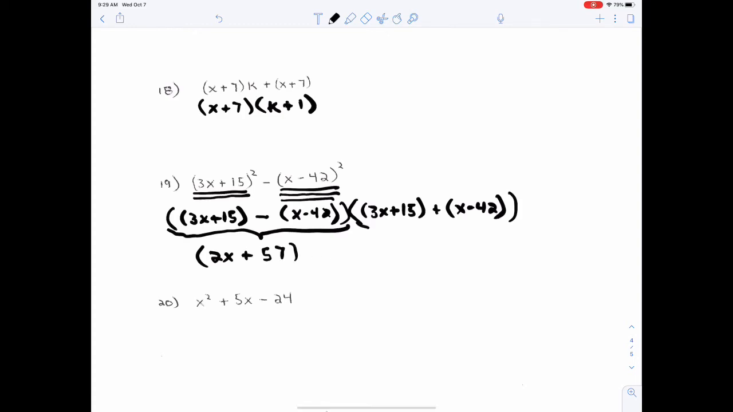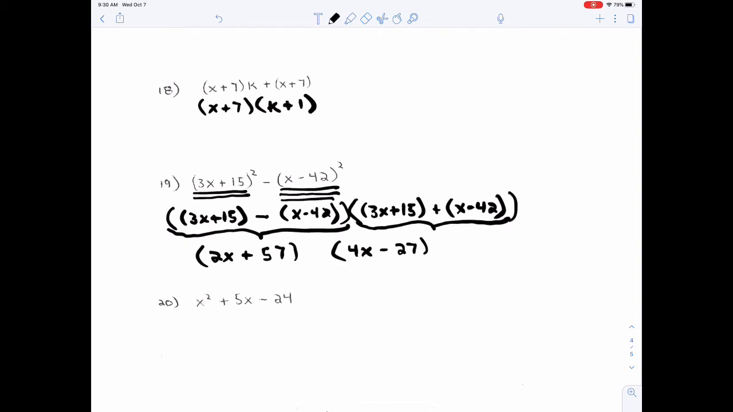And then you should simplify what's in this set of parentheses. So we have 3x plus x is 4x. And then 15 plus a negative 42, okay? 15 plus a negative 42, and my brain just froze. But it's negative 27, I believe. I make mistakes, but I'm pretty sure that's right. Okay? Now, let's take a look at these.